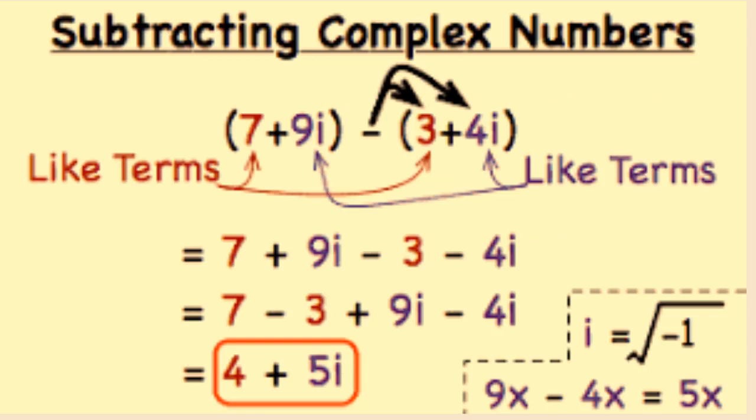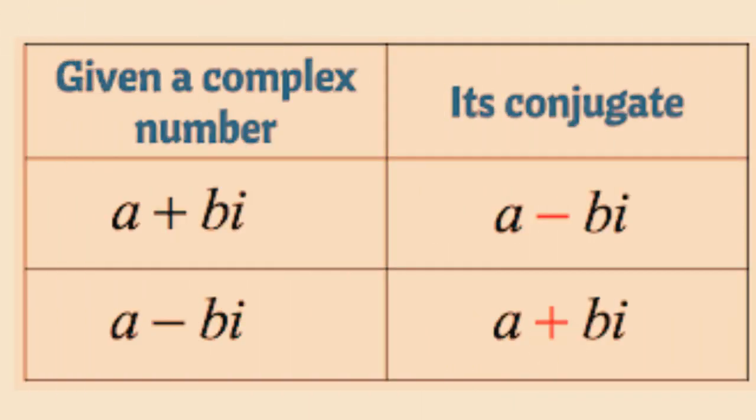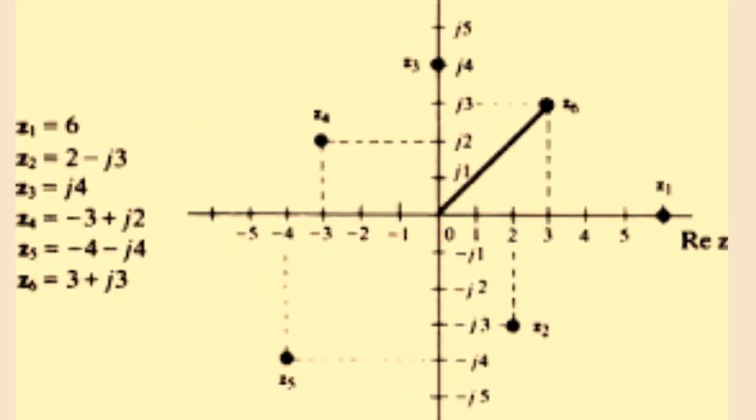Finally, we have the conjugate of a complex number. The conjugate of a complex number a + bi is a - bi. We can think of the conjugate as reflecting the point across the x-axis. We can also divide complex numbers. To divide two complex numbers, we use the conjugate to eliminate the imaginary part in the denominator.